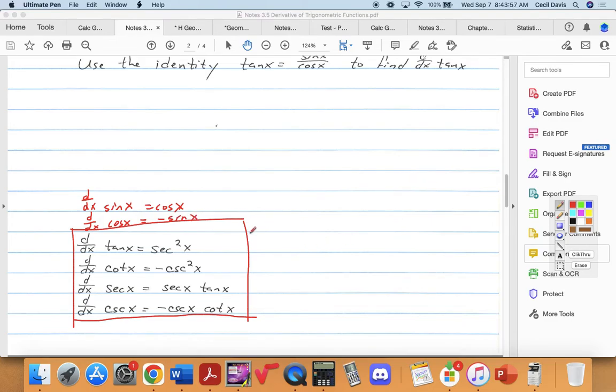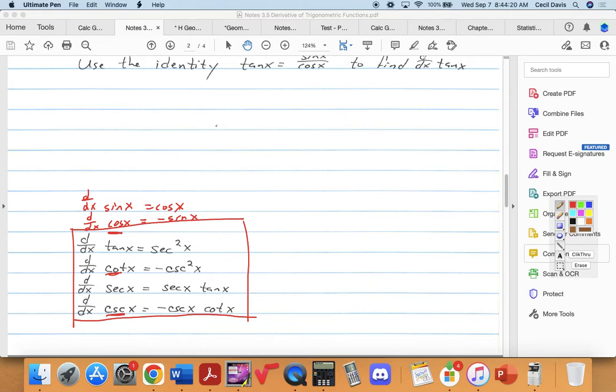Which ones have a derivative that is negative? All the cofunctions. Cosine, cotangent, cosecant. All the cofunctions have derivatives that are negative. Okay?